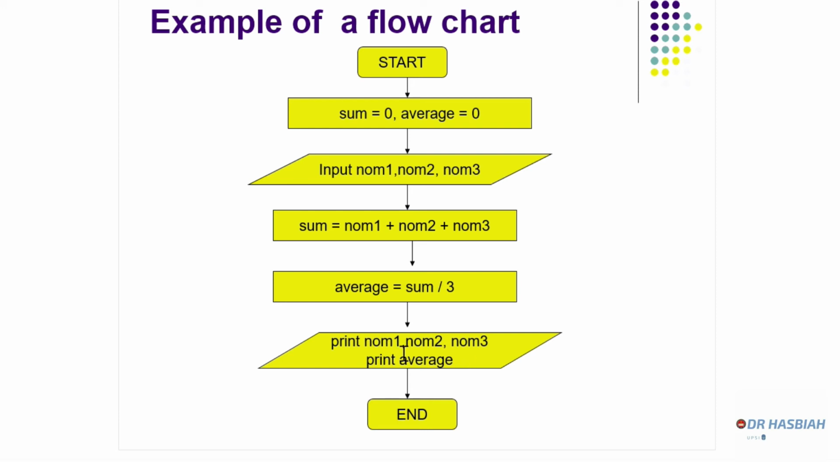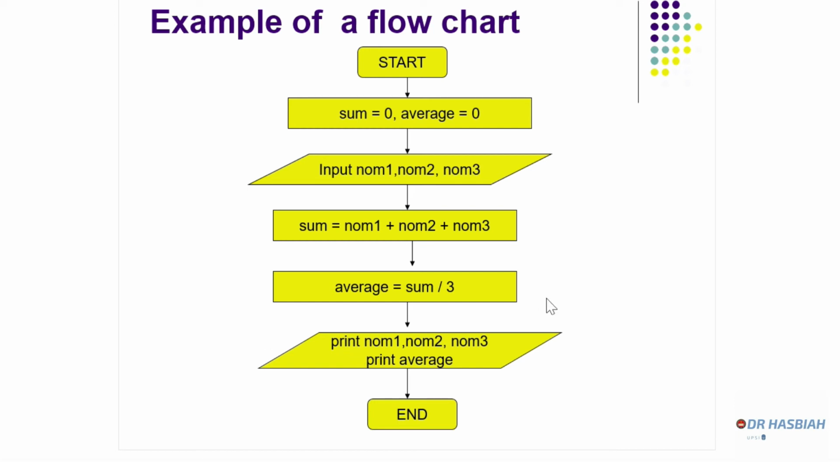So print num1, num2 and then num3, print average. So this is the output. If you still remember, if you want to produce output, you use this symbol in the flowchart. So I use this symbol.